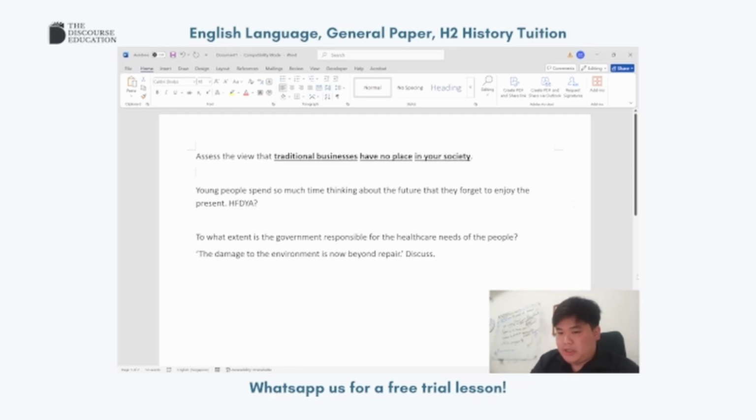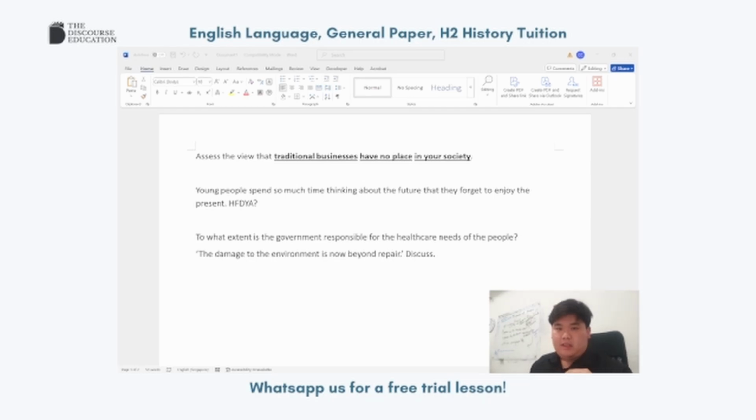So the question essentially is putting forth the argument that traditional businesses, but let's delve into that a little bit more in a bit, have no place, which also means have no future, right? Or they don't belong to a certain place in your society, whatever parameters those are, that's up to you. But we are discussing it in the context of Singapore.